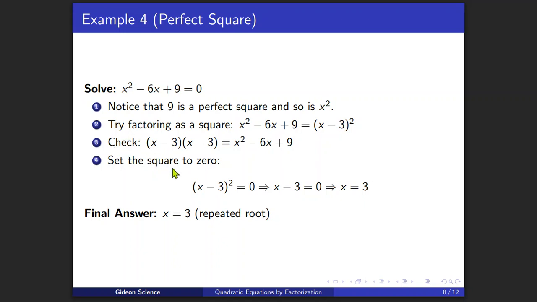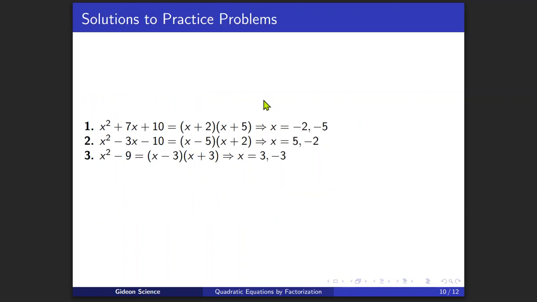So set the squares to 0. When you set the squares to 0, you can see x is equal to 3. What do we have as a final answer? Repeated roots. So the given quadratic equation leads to a repeated root when solved for x.